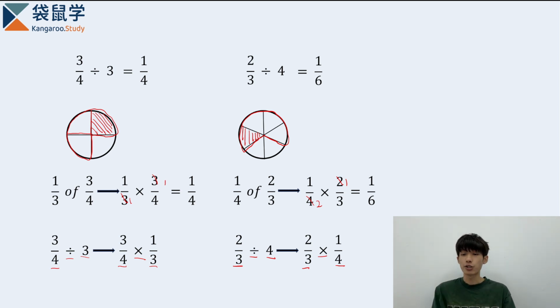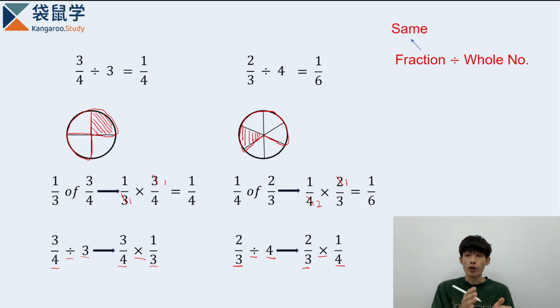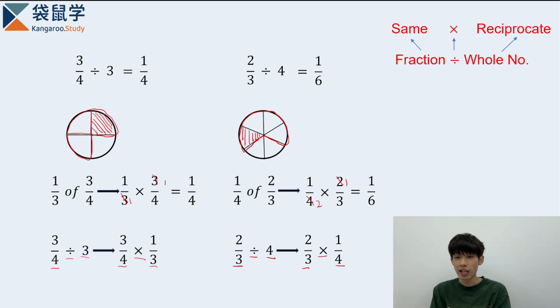And if we summarize, we can find out that for a fraction divided by a whole number, what we do is we keep the fraction the same. And division is changed to multiplication. And for the whole number, it becomes the reciprocal of that number. And this process is called reciprocate. So it's same, times, reciprocate for a fraction divided by a whole number.